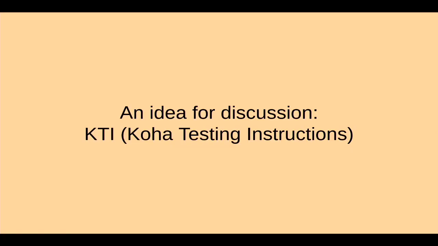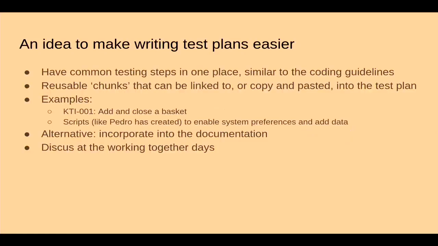I've got this idea of having some Koha testing instructions, or some kitties, rather than cats, to make writing test plans easier. Sometimes you repeat the same steps, to set up a basket for acquisitions and add an item and then close it, and it's easy to say, just have a closed basket with some items in it, and yeah.